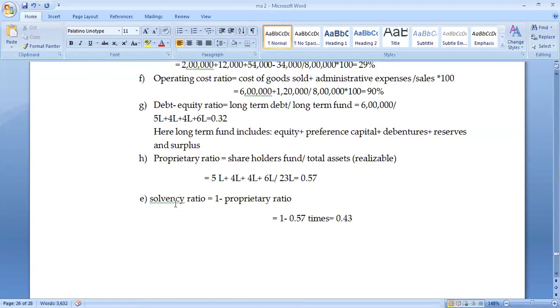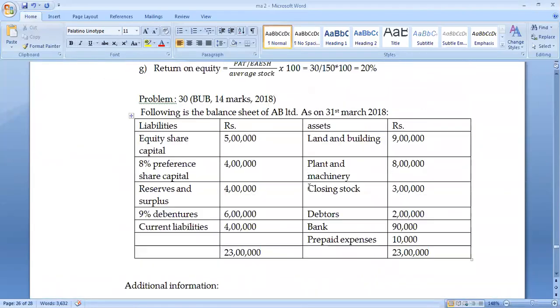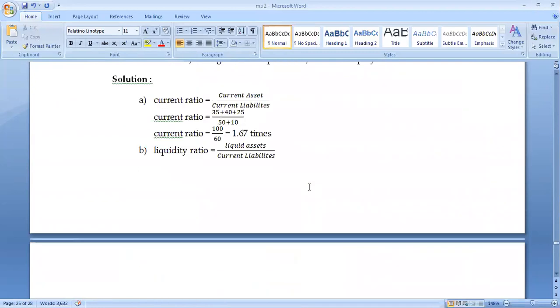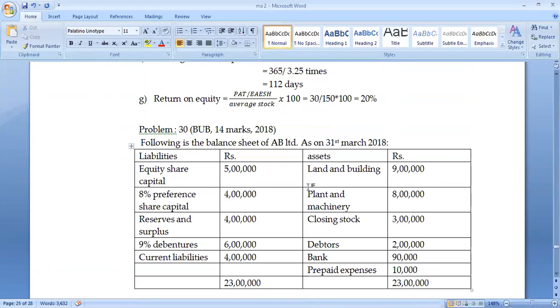Okay. Now there is a solvency ratio. So solvency ratio you can directly compute by subtracting from 1. So solvency ratio is 1 minus proprietary ratio, which gives 0.43. Always, in order to analyze these two, the solvency ratio should be less when compared to the proprietary ratio. Okay. So these are the two questions which were asked for 14 marks for the years 2019 and 2018. Very most important.